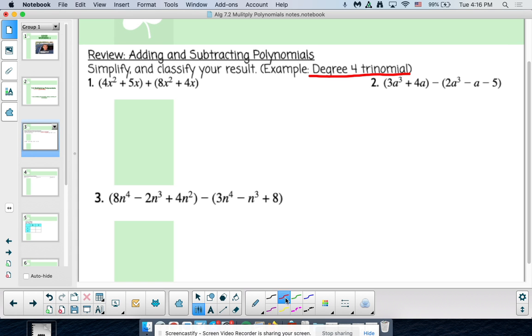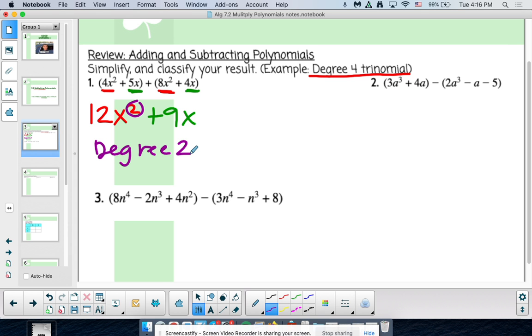Again, when you add, you simply combine like terms. My x squareds, I have 4 plus 8 for a total of 12 x squareds. And now I have a plain old x and a plain old x here, so 5 plus 4 is 9. That should be your simplified binomial. Now if we label it, our highest degree is a 2, so you could say degree of 2, or it's quadratic. And since there's two terms, it's a binomial.